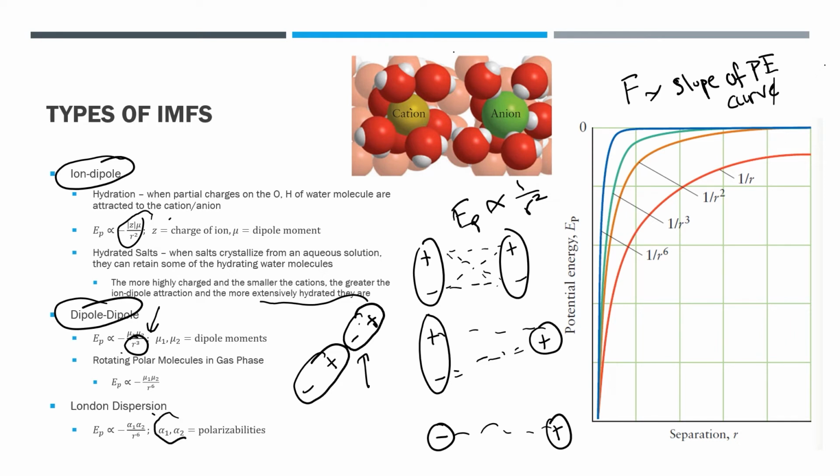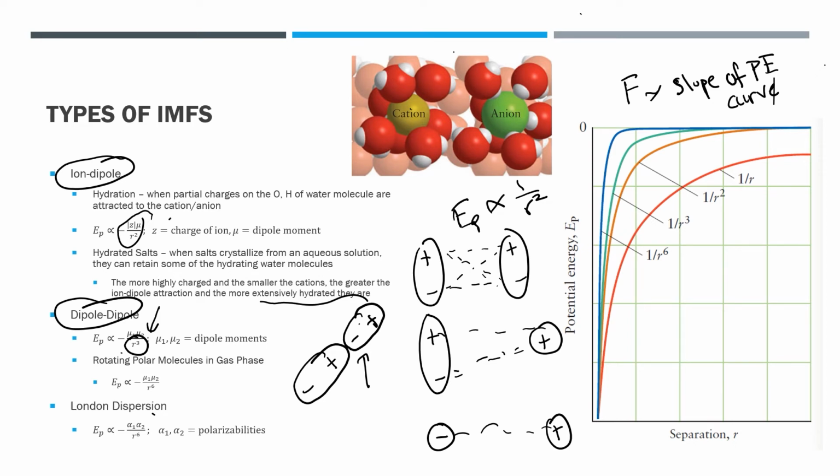Instead, we have alpha 1 and alpha 2, where these are polarizabilities. And you should have heard of polarizabilities before. A polarizability just increases with the number of electrons that the molecule or atom has. All it means is that the more electrons, the more probable that these instantaneous partial charges will form. And so there'll be a lower potential energy and a stronger attractive force, right? The more polarizable the molecule, the stronger the London dispersion forces will be.